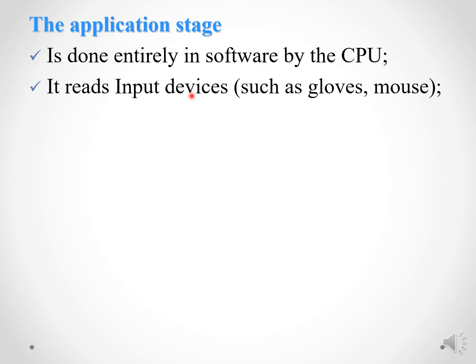And what is the role of this application stage? The role is that it will read the input device, for example a glove or mouse. Glove and mouse are examples of input devices. So inside this application stage, it will read all the data from the input device. For example, if you click a mouse 2 times, that mouse clicking will be read in this application stage.